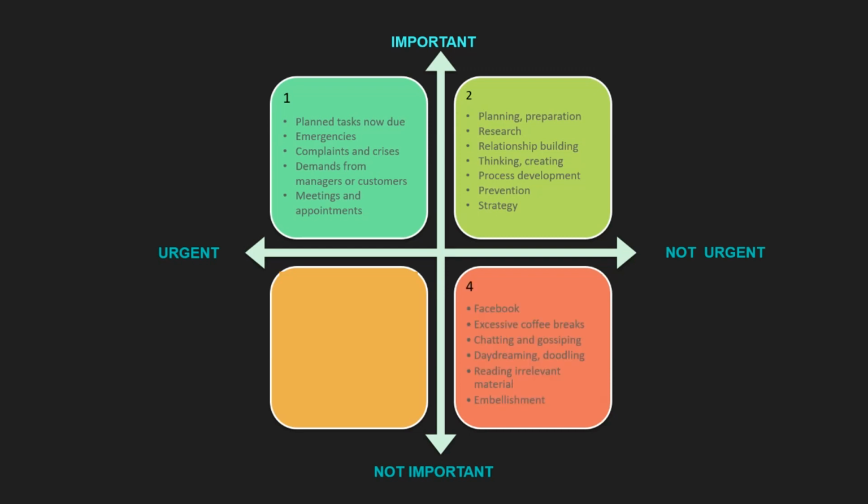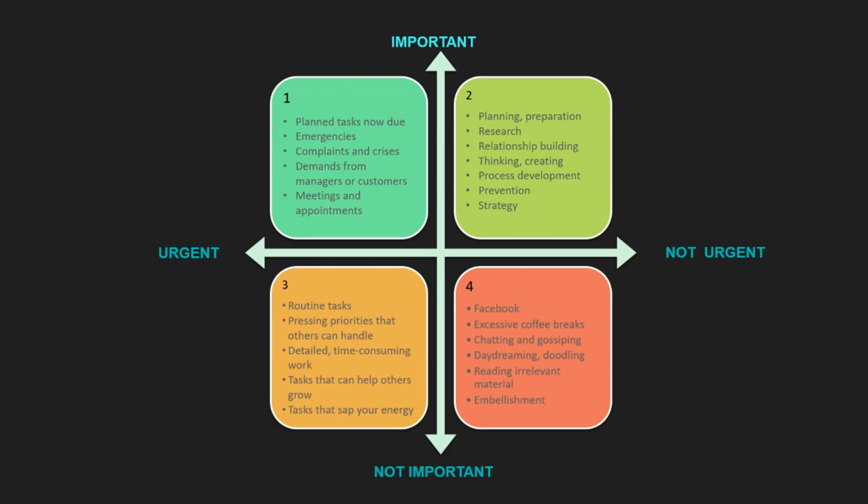These are things that are neither important nor urgent. This would be spending hours on Facebook, just going through our feeds and seeing what's happening out there. Excessive coffee breaks would fall into this category. Chatting and gossiping, daydreaming and doodling. This is also where we'd read irrelevant material, perhaps go down various rabbit holes on the internet and forget what we started out doing in the first place. And we might also embellish tasks, spending a bit longer than we need to, adding bits that are not really necessary, just as a way of avoiding things that are perhaps urgent and important.